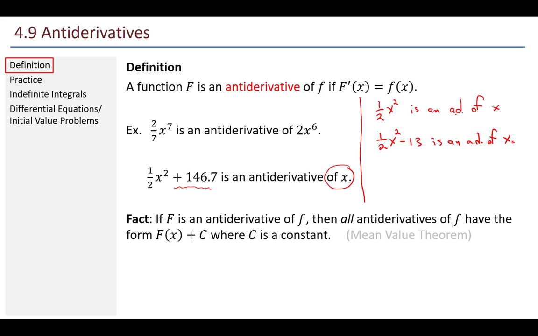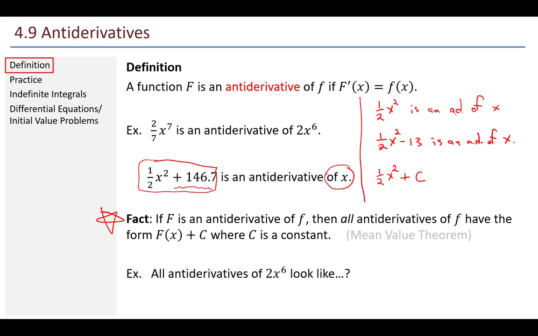One thing you notice is when I take derivatives, every function has just one derivative, but with antiderivatives there can be several antiderivatives. Right now I've seen 3 different antiderivatives of x. They don't look all that different though. 1/2 x squared plus 146.7, 1/2 x squared, 1/2 x squared minus 13. Do all antiderivatives of x look like basically 1/2 x squared plus a number? Yes, that's exactly what this fact is telling me. There's nothing stranger than that I could possibly get.